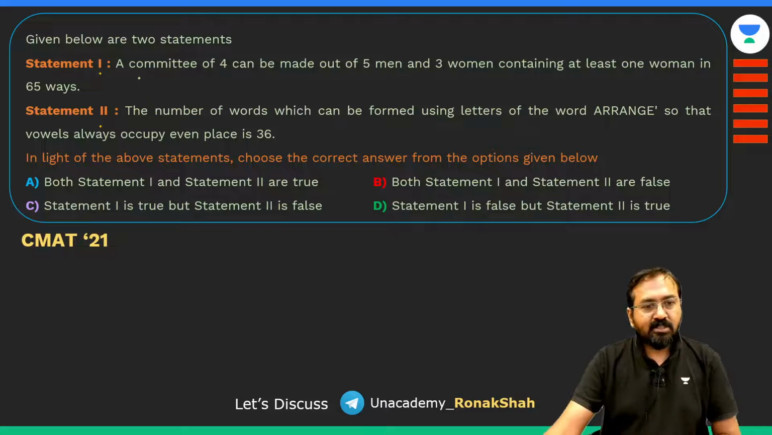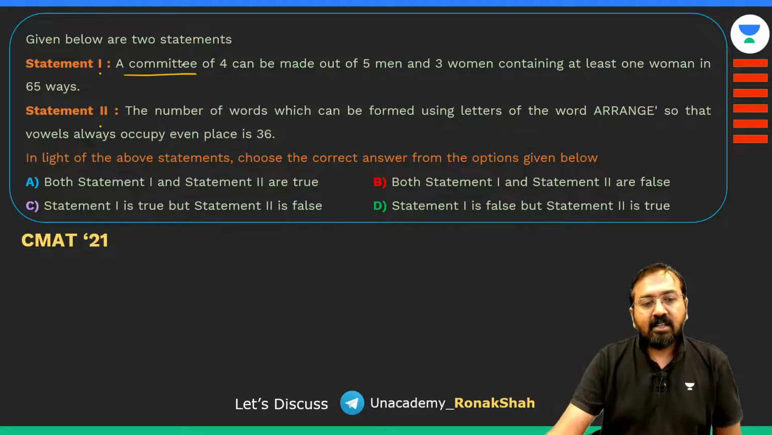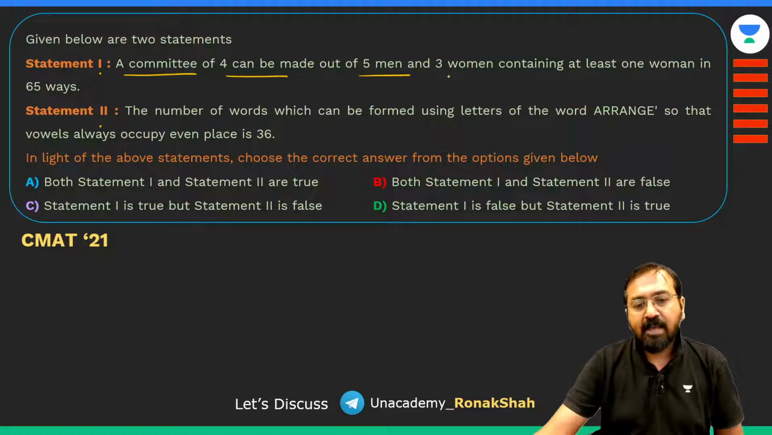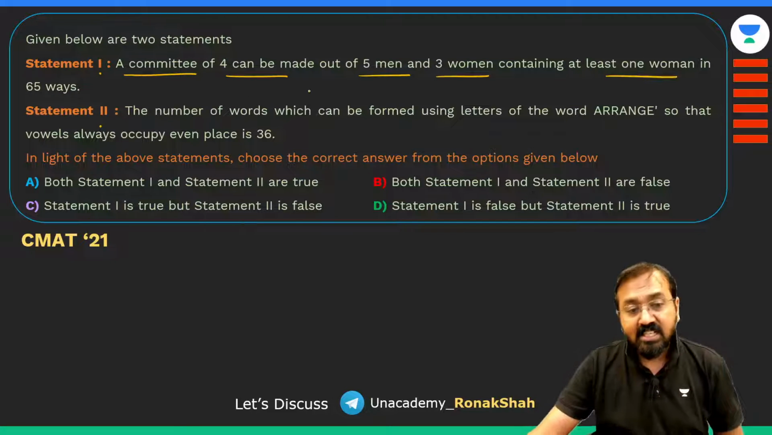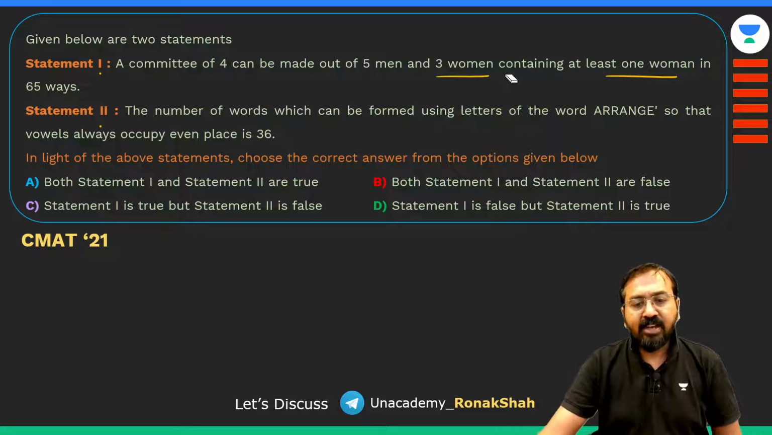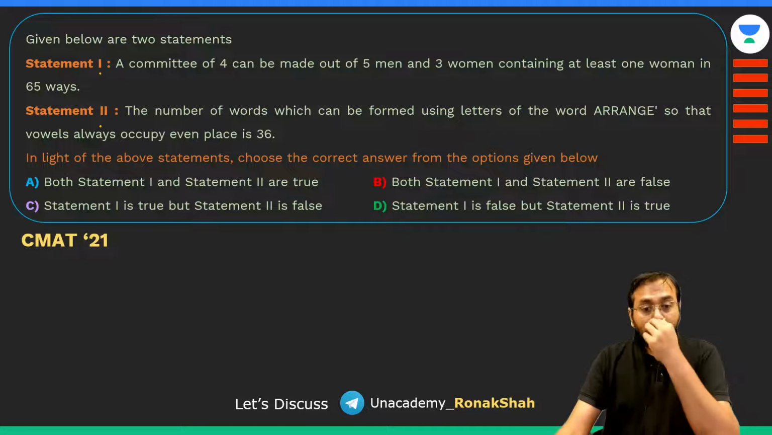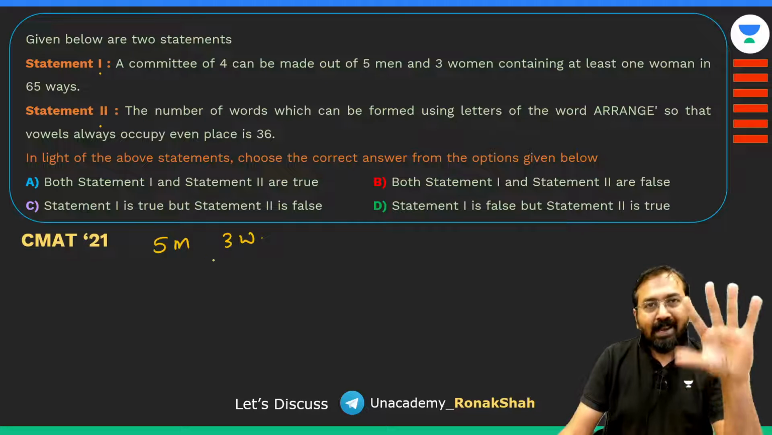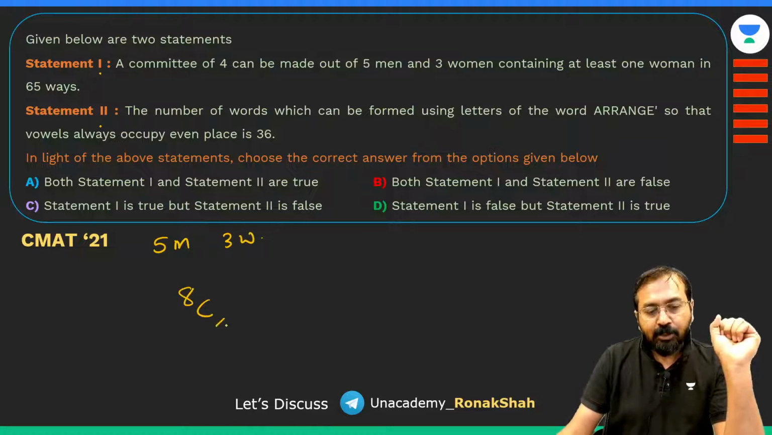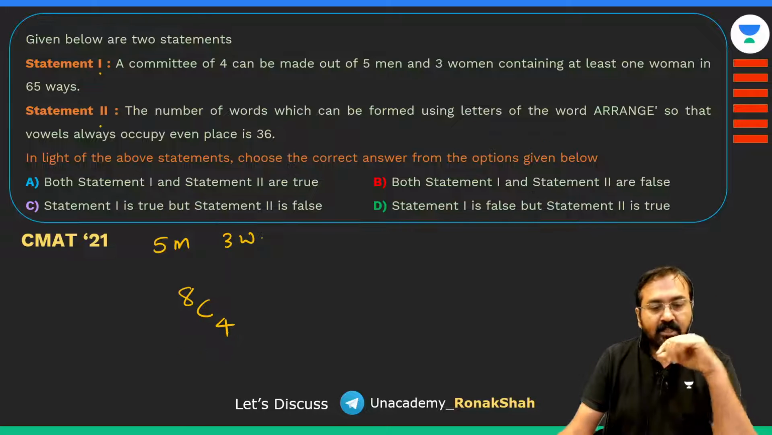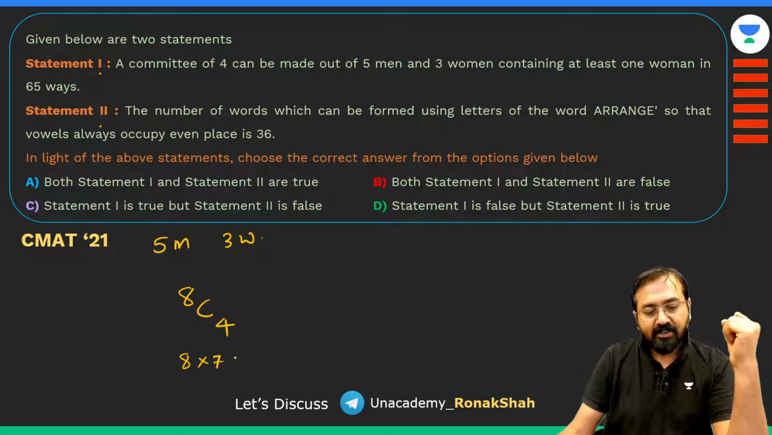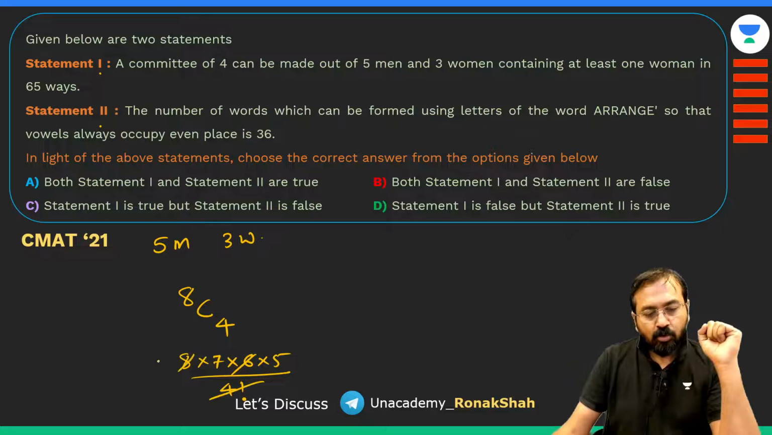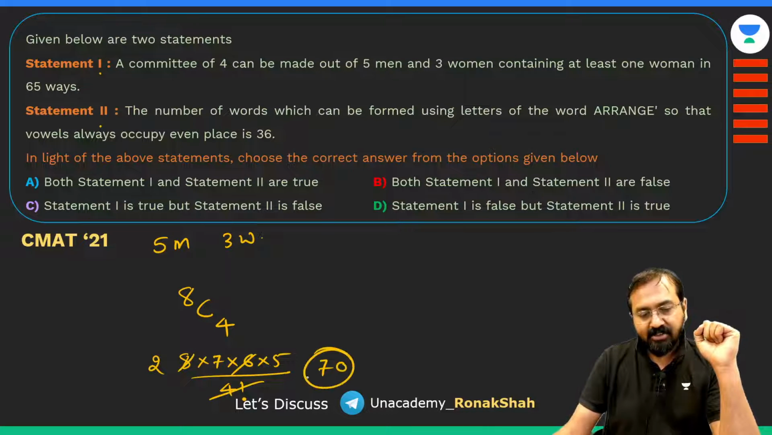They are mathematical questions. So for example, statement 1 says that a committee of 4 can be made out of 5 men and 3 women consisting at least 1 woman in 65 ways. Let's verify whether it's true or not. First of all, we have 5 men and 3 women. So total 8 people. In how many ways can I make a committee of 4 out of 8? 8C4 ways. Now what is 8C4? So 8 into 7 into 6 into 5 divide by 4 factorial. So this will come out to be 2. So this is 70.